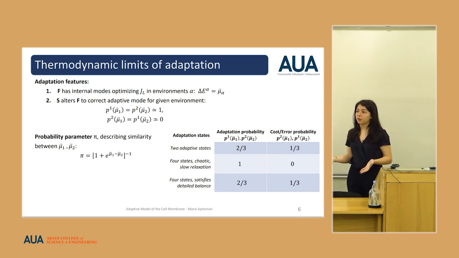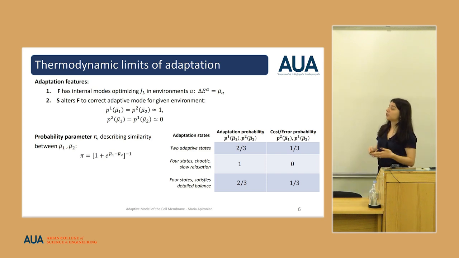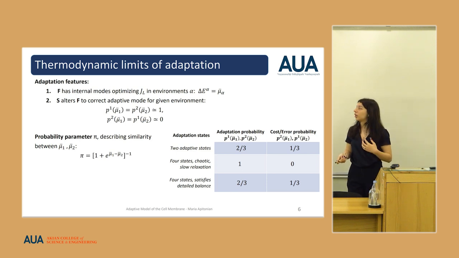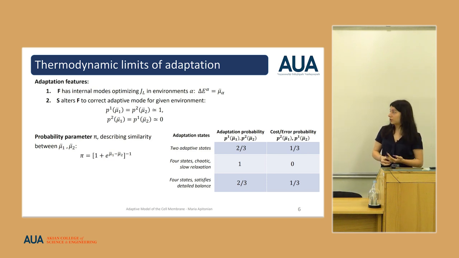The second thing we want to ensure is that the controller S is able to choose correctly between these states based on the environment without directly sensing said environment, of course. So only with feedback mechanisms. This is mathematically done through these probabilities. So we say that if the environment is in state one, for example, the probability of the controller being in state one as well should be as close to one as possible, and the probability of the controller being in state two should be as close to zero as possible.